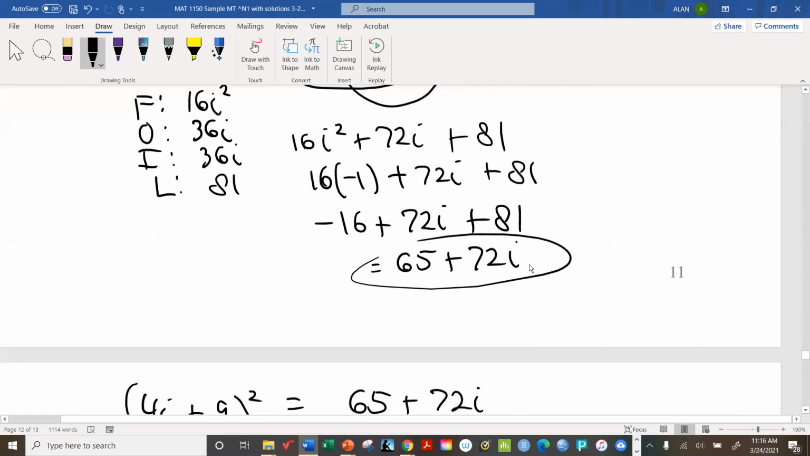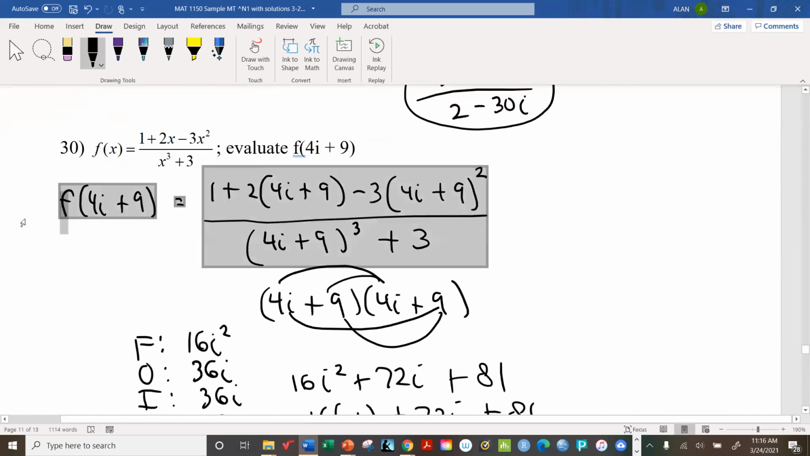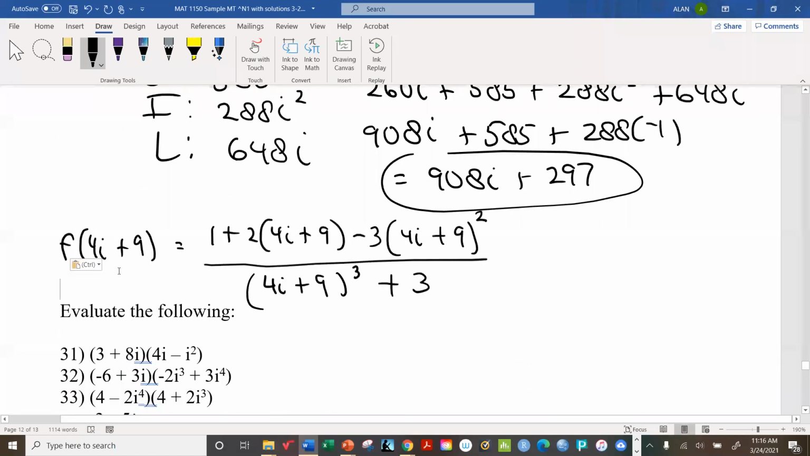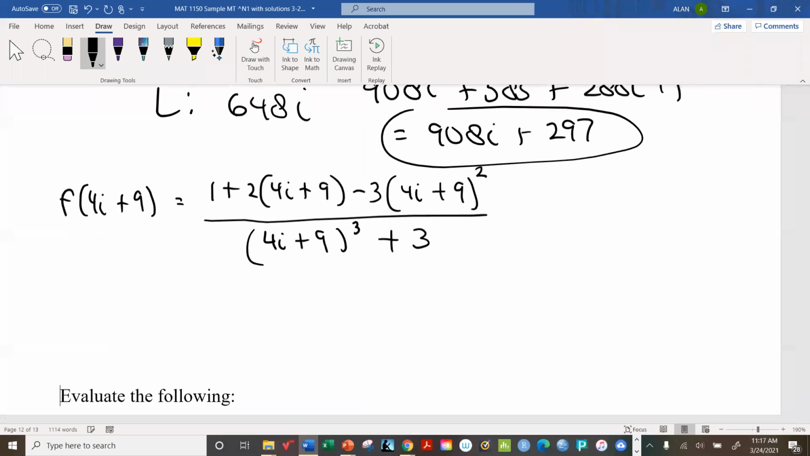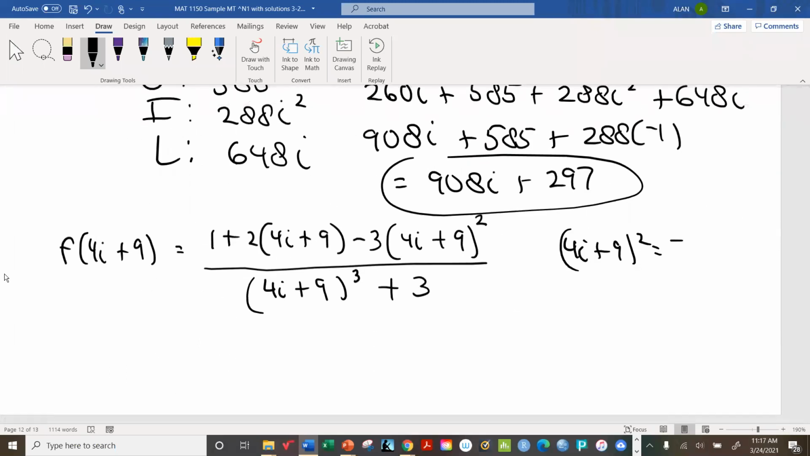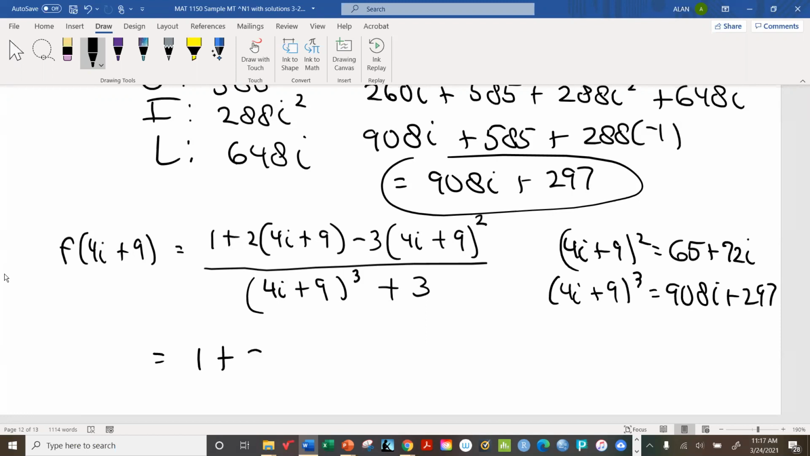So what have I accomplished here? Well, if you go back to the original equation, I can make two major substitutions now. Once again, the 4i plus 9 squared can be replaced with 65 plus 72i. And this cube down here can be replaced with 908i plus 297. Now, that's still a messy expression, but it's not nearly as bad as it was earlier.